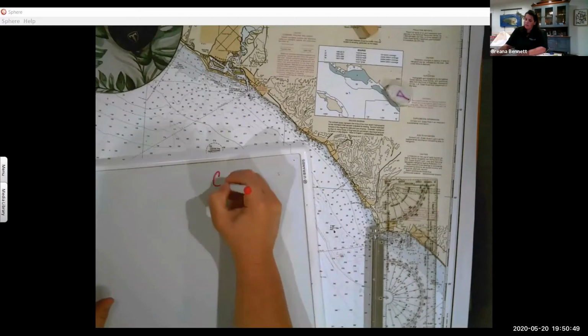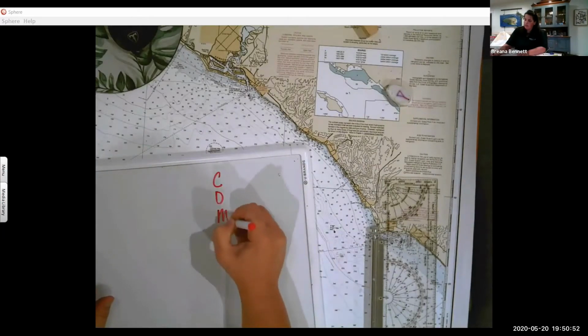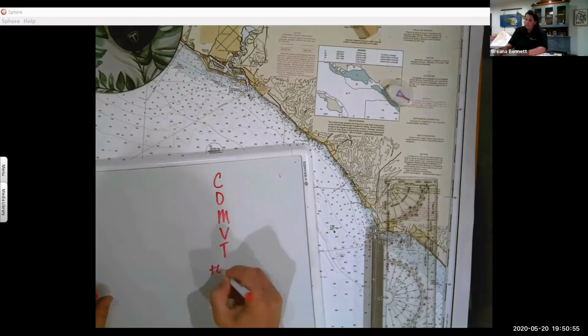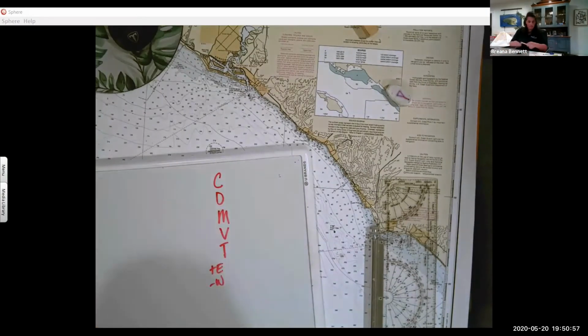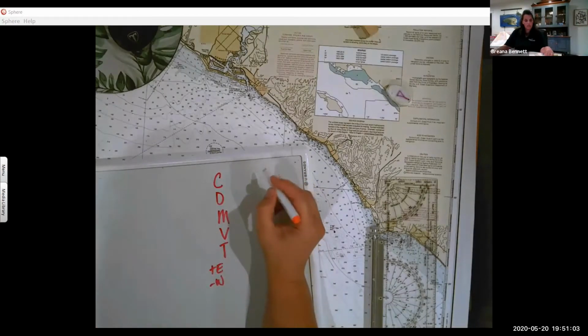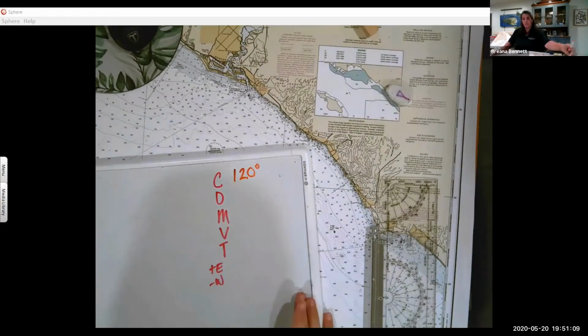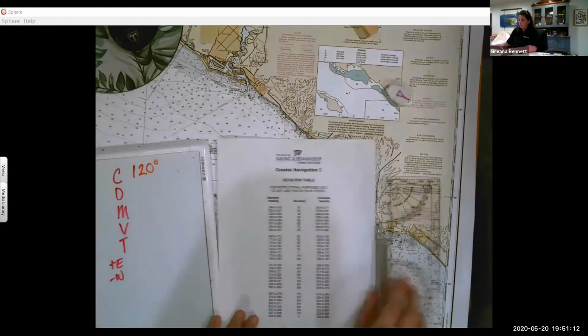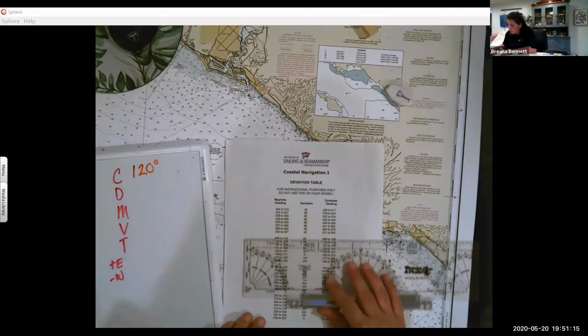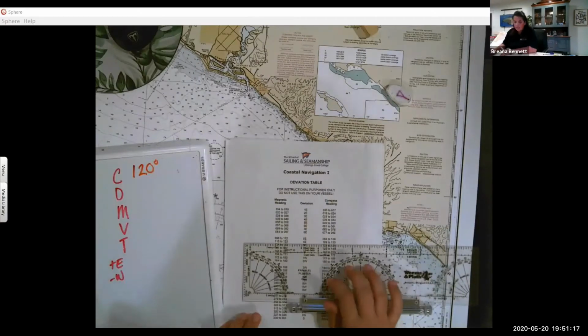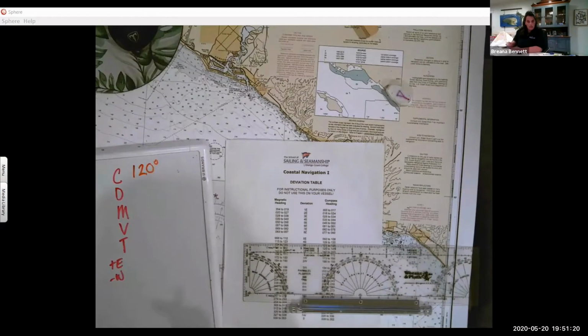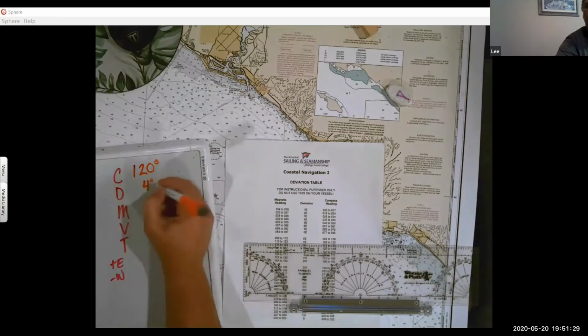So we have compass, and that would be adding east, minus west. We have a compass course of 120. We go to our deviation table. With a compass heading of 120, we have a deviation. What deviation do you guys see? Four east. 4 east. Yep.